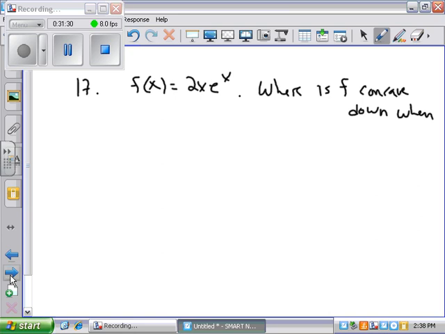17. Want to know when this function's concave down? Translate that into calculus for me. What are they asking me? When is the second derivative negative? That's what that means. So we got to get the second derivative, see where it can change signs, break it up, and see where it's negative.